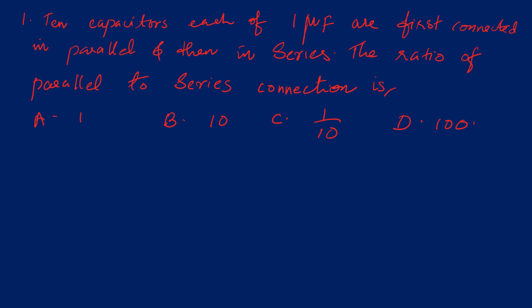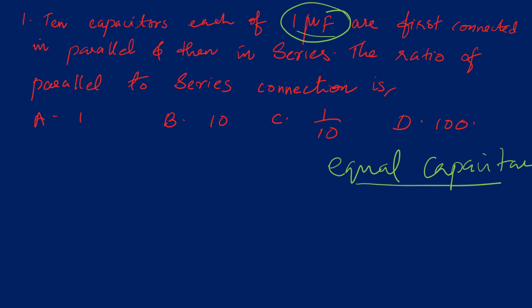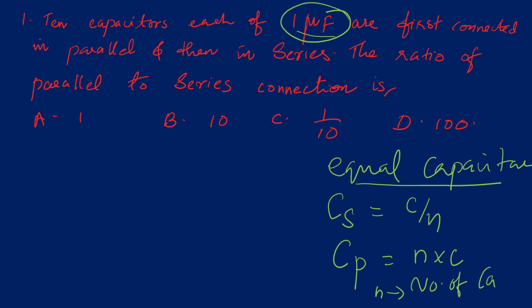10 capacitors, each of 1 microfarad, are first connected in parallel and then in series. The ratio of parallel to series connection is. Here in the question it is said that all the capacitors are of equal capacitance. So in this condition, we can write the equivalent capacitance in series connection is C by N, and equivalent capacitance in parallel connection is N into C, where N is the number of capacitors.